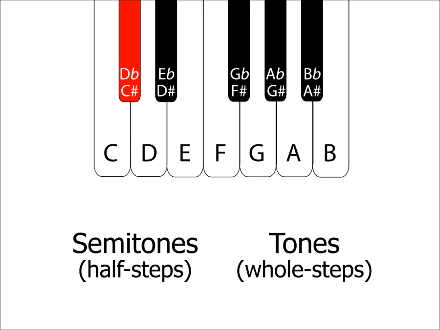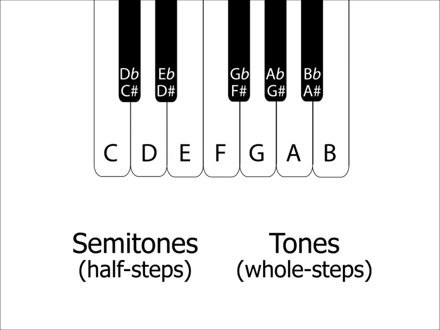When notes are neighbours to each other, they are referred to as a semitone apart. So C to C sharp or D flat is a semitone. C sharp or D flat to D is also a semitone. E to F is also a semitone as there is no black note between them. So remember that notes have to be neighbours to be considered a semitone apart.